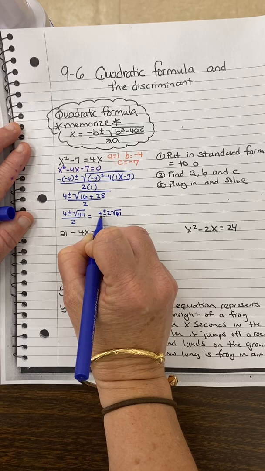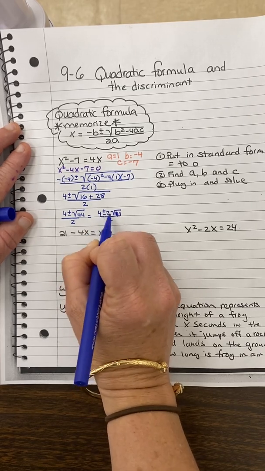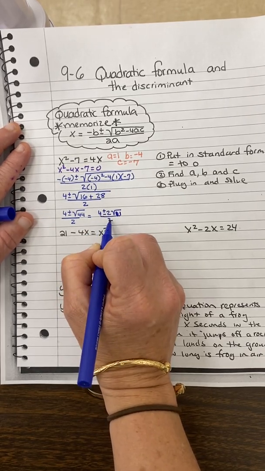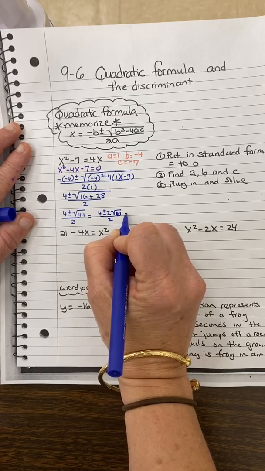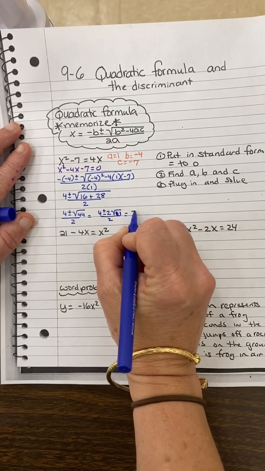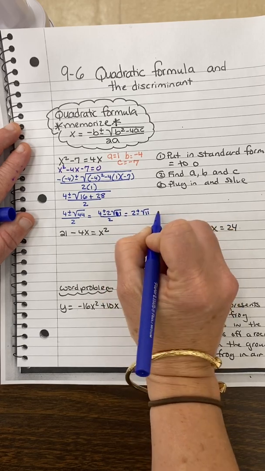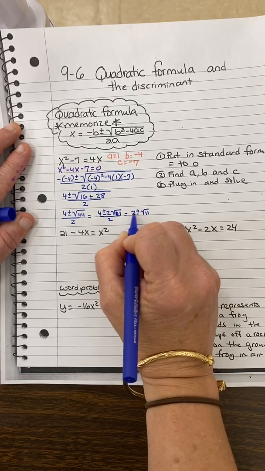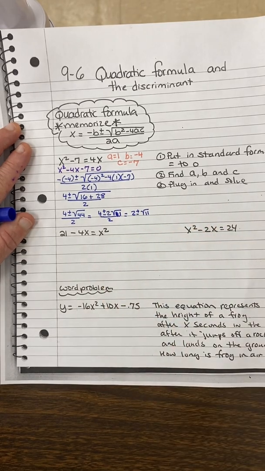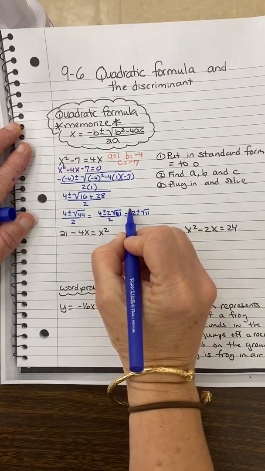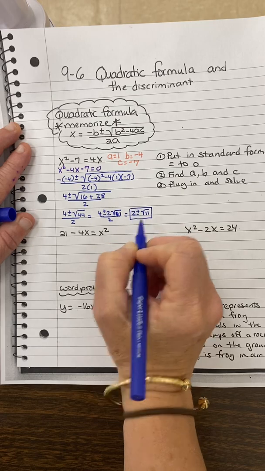11 over 2. And now you look at all these outside numbers, see how 2 goes into 4, 2 goes into 2, and 2 goes into 2. So we can simplify, divide everything by 2. 2 plus or minus radical 11. Or that's one answer, and this is really two answers, 2 plus radical 11, 2 minus radical 11. So if your answer is supposed to be in simplest radical form, you can leave it like that.